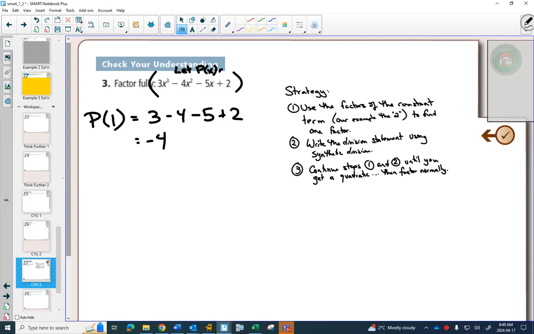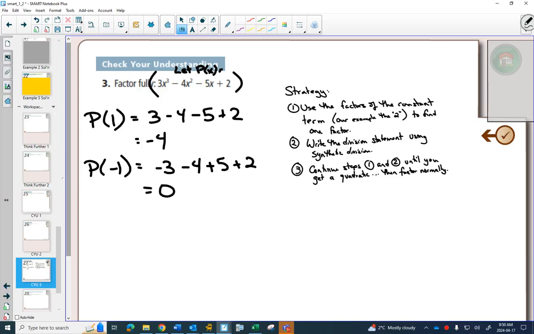Probably good I chose 1 to see what it looks like when something doesn't work. So 1 didn't work, because if I plugged in 1 for x, I have 3 minus 4 minus 5 plus 2, which equals -4, not a factor. So I have to try another one. -1. Well, this would be 3 times the -1 cubed, which would be -3. 4 times the -1 squared would still be -4, because a negative squared is positive, times the -4 would still be negative. -5 times the -1 would be +5, and then +2, and now things are good.